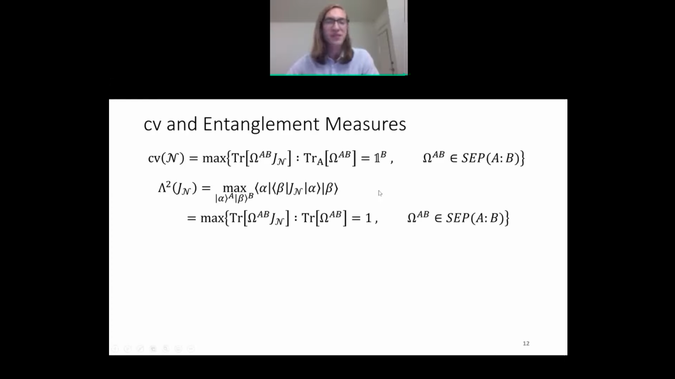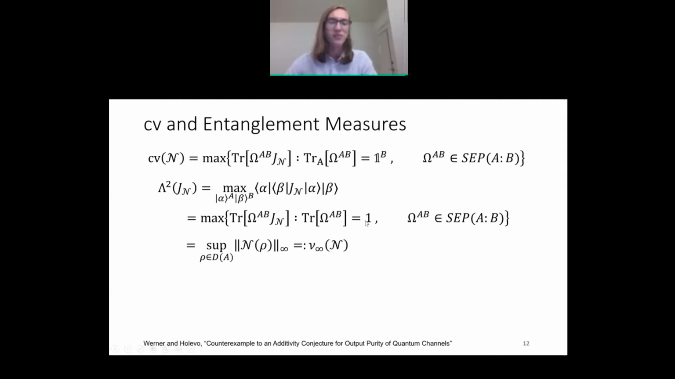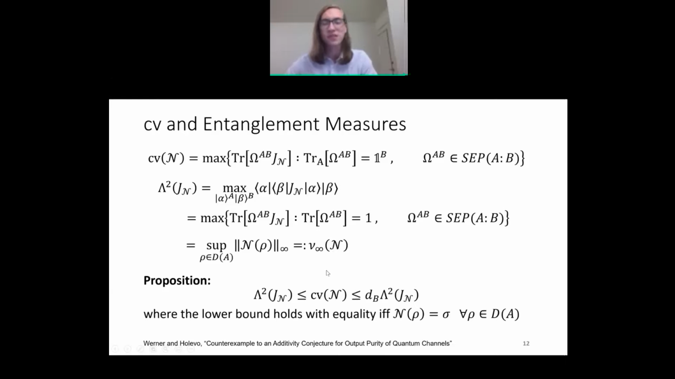And what you see here is that it's very similar to the communication value, except you only get a single input and a single measurement. And in fact, that's why Werner and Holevo have previously shown that this is equivalent to the maximal output purity. And so what we show is that you can see the communication value should basically be bounded between the geometric measure of entanglement on the Choi state and that scaled by the output dimension. And in fact, we can show that it's not equal to either of those in general. So it's sort of its own distinct measure, as one might expect.